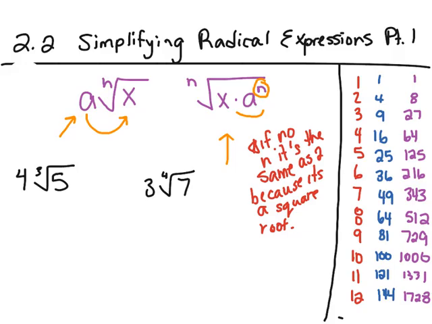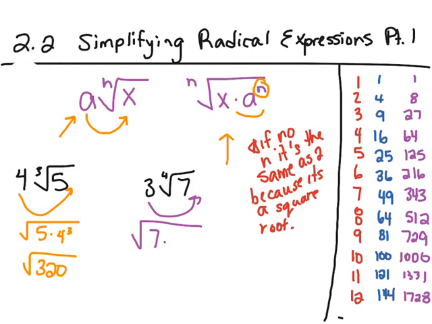To bring the 4 under the radical, we raise it to the power of the index, which is 3, so we have 5 times 4 to the power of 3, which when you type it into your calculator or do it in your head, 64 times 5 is 320. To bring this 3 under the radical, we raise it to the power of the index, which is 4. 7 times 81 is 567.